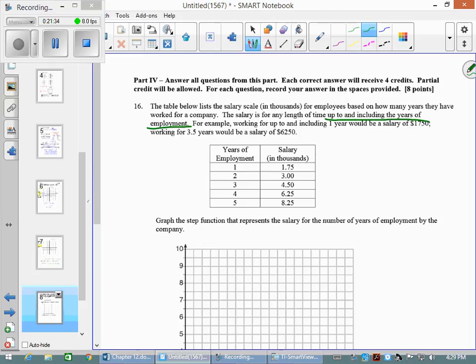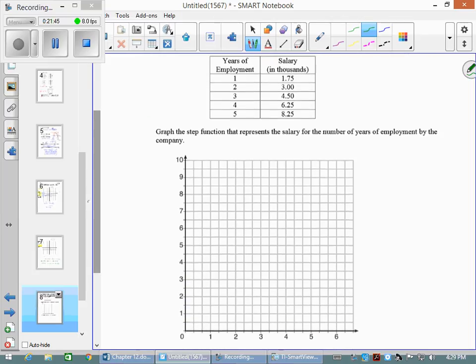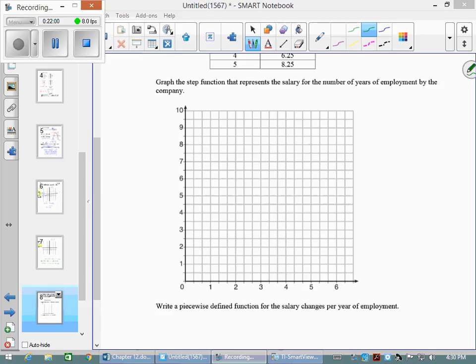So, if we look and we start our graph, if we start at 0, if you're not working any years of employment, you're not going to make anything. So if we look, 1 year of employment is 1.75. Actually, before I do that, I forgot I need to write in my labels. So on the side here, this is going to show us our salary. And that's in thousands. And our x-axis is going to be our years of employment.